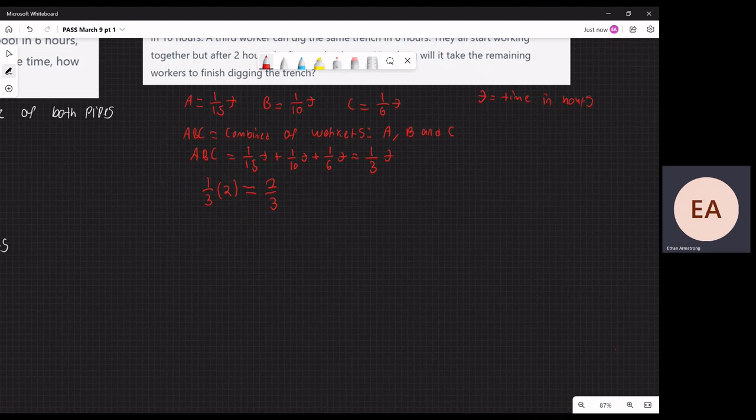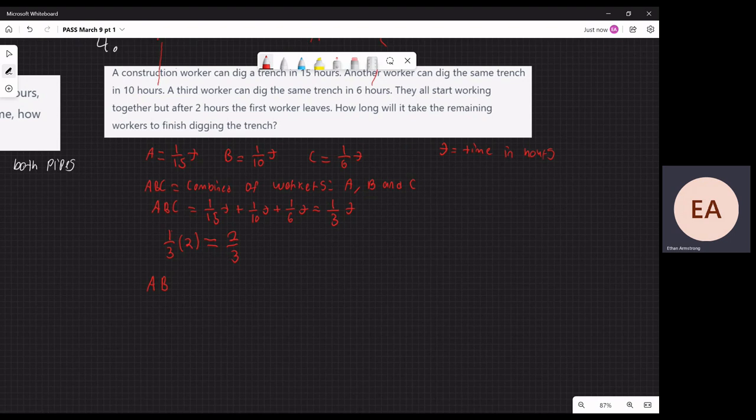So now we want to find the rate of workers A and B because they're the 2 workers that remain after C leaves. So to find that, we'll do the same thing. We'll have 1/15 t plus 1/10 t, and that equals 1/6 t.